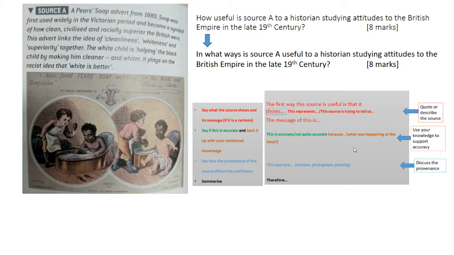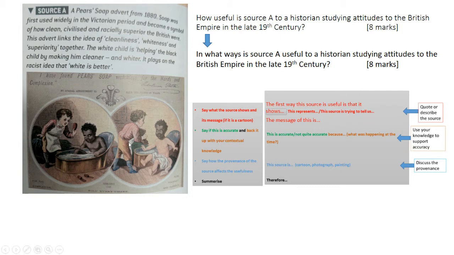So I'd like you to answer this question. In the exam it says, how useful is source A to a historian studying attitudes to British Empire in the late 19th century? But I want you to think of it like this to make it easier for you to answer. In what ways is source A useful to a historian studying attitudes?